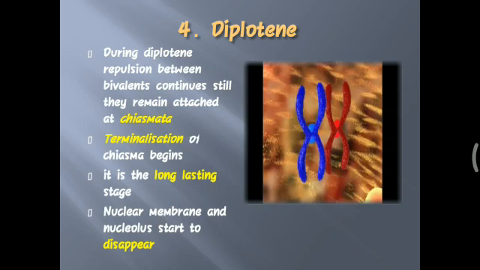It is the long-lasting phase, that means it takes more time to complete. And you can see in the figure that slowly and gradually terminalization of chiasma begins over here. You can see here the blue and the red structures which are coming closer, where actually the terminalization takes place.